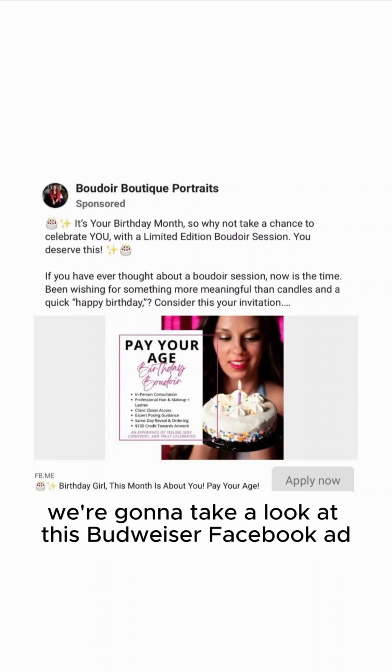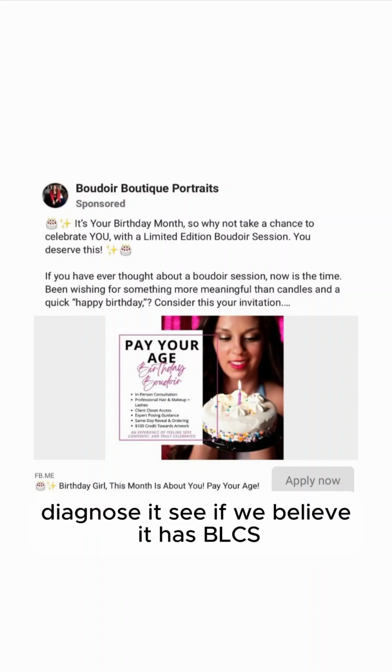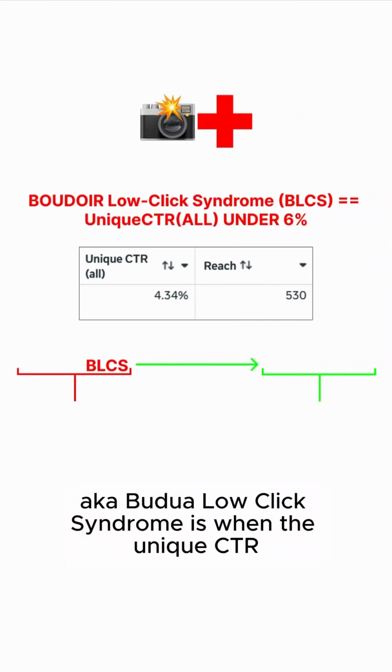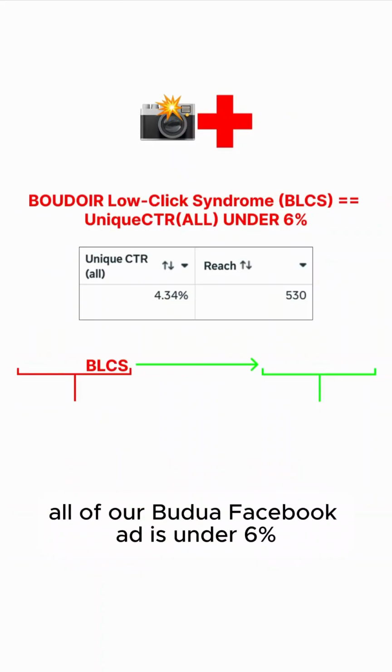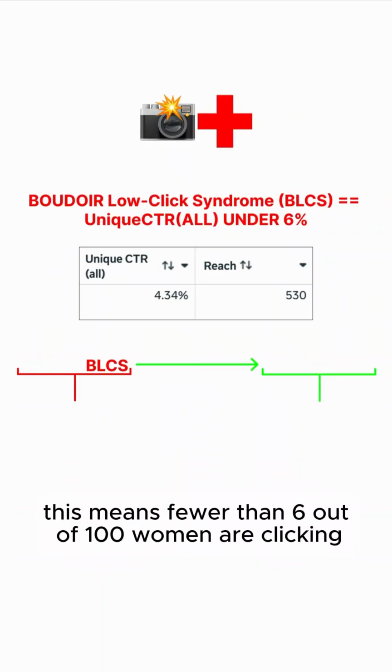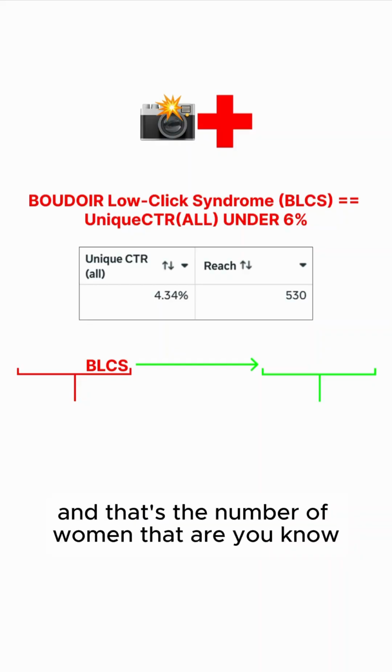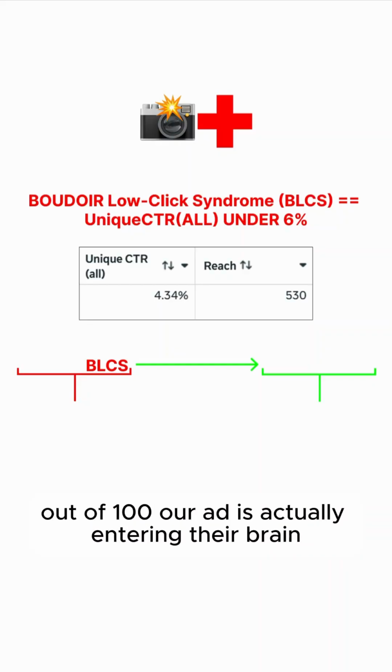All right, y'all, we're going to take a look at this Boudoir Facebook ad. Diagnose it, see if we believe it has BLCS, aka Boudoir low click syndrome. Boudoir low click syndrome is when the unique CTR of our Boudoir Facebook ad is under 6%. This means fewer than 6 out of 100 women are clicking somewhere on our Boudoir Facebook ad. And that's the number of women, out of 100, whose brains our ad is actually entering.